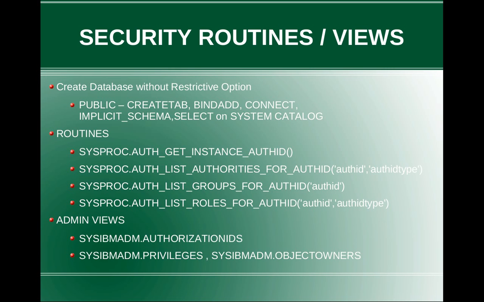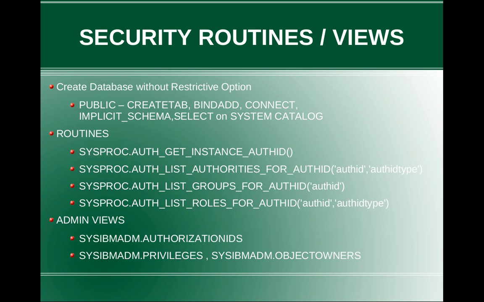PUBLIC is treated like a special group, so the authentication id would be uppercase PUBLIC, and the authentication id type would be G. Now the third routine, SYSPROC.AUTH_LIST_GROUPS_FOR_AUTHID, takes an authentication id as input. It will list all the groups that a particular user is part of. You can get this information from the OS level as well. Normally user 1 and user 2 are part of group 1, and user 3 and user 4 are part of group 4. That is more like the OS level users and groups concept, but you can also get what is defined in the DB2 system.